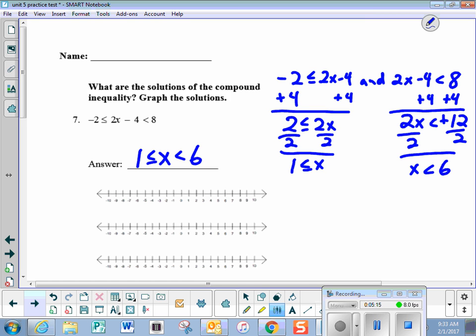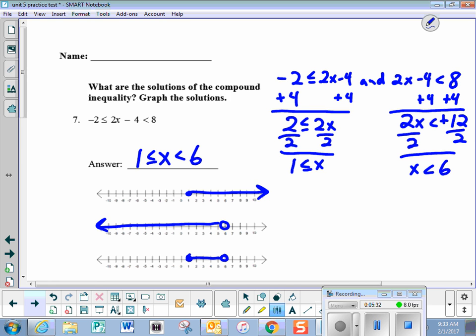So what does that look like? An and. It looks like a typical and. Greater than or equal to 1, less than 6. Where are they both graphed? In between 1 and 6.